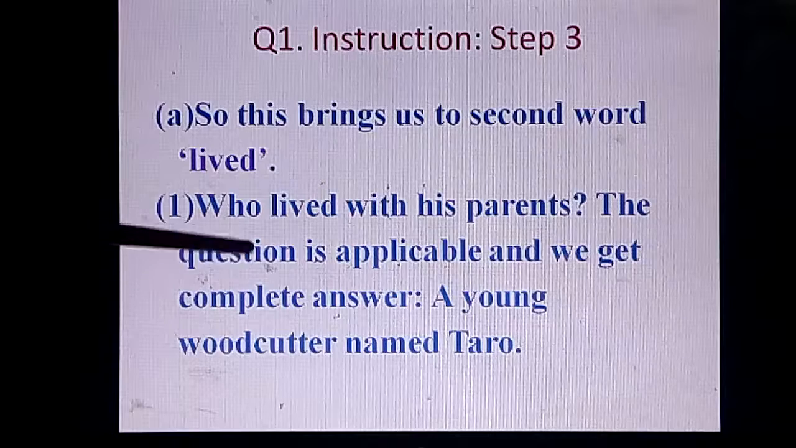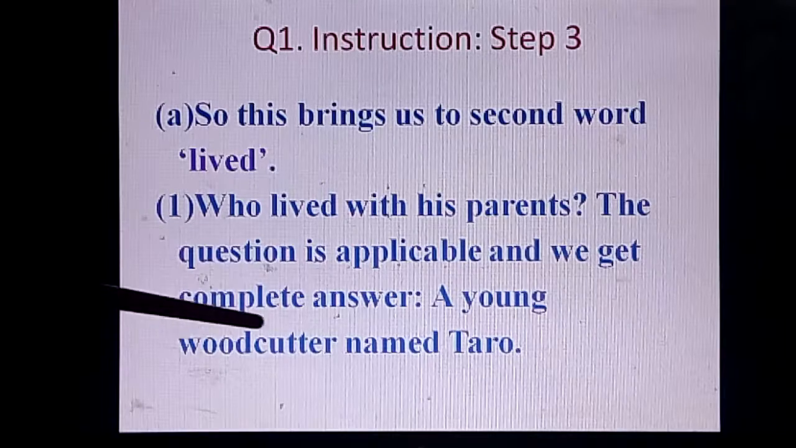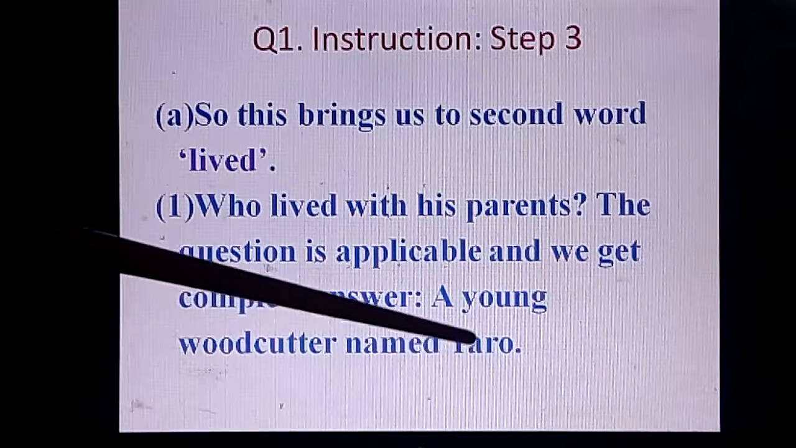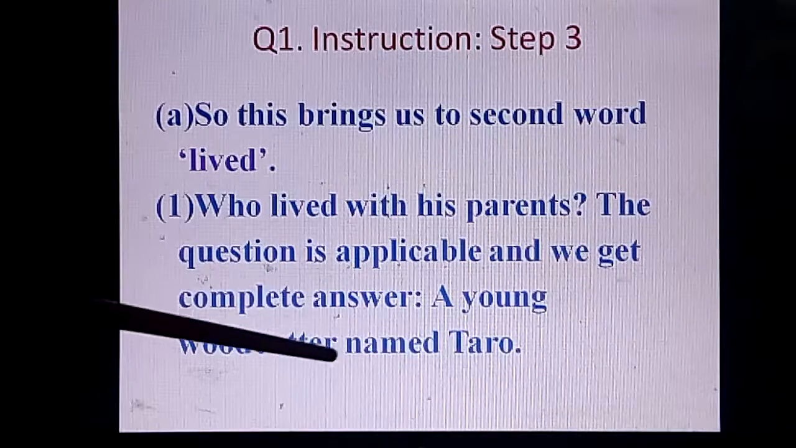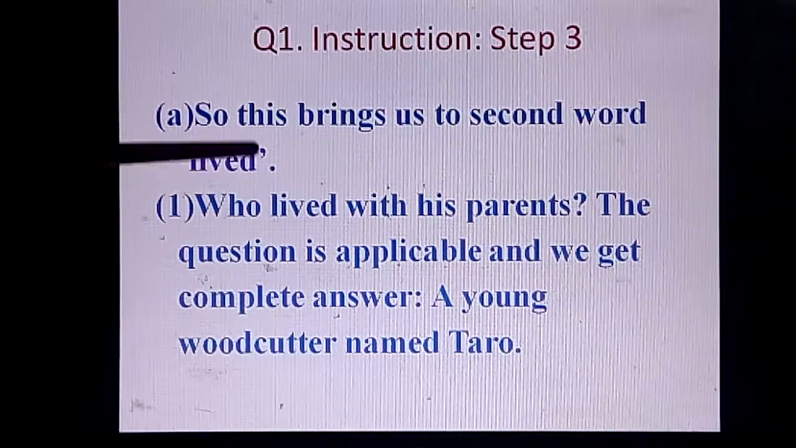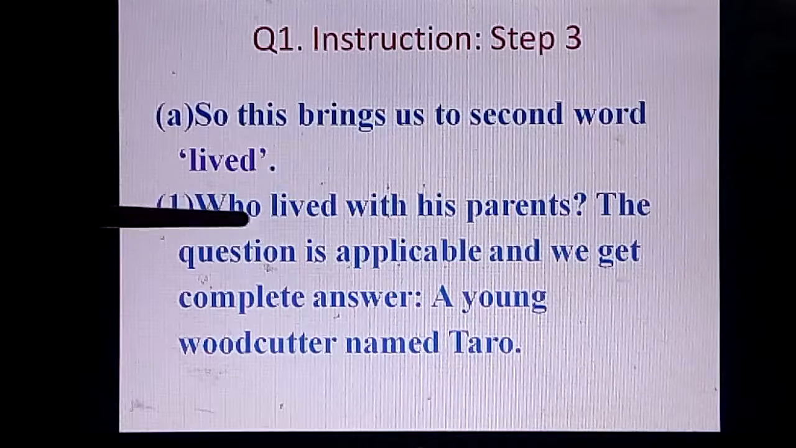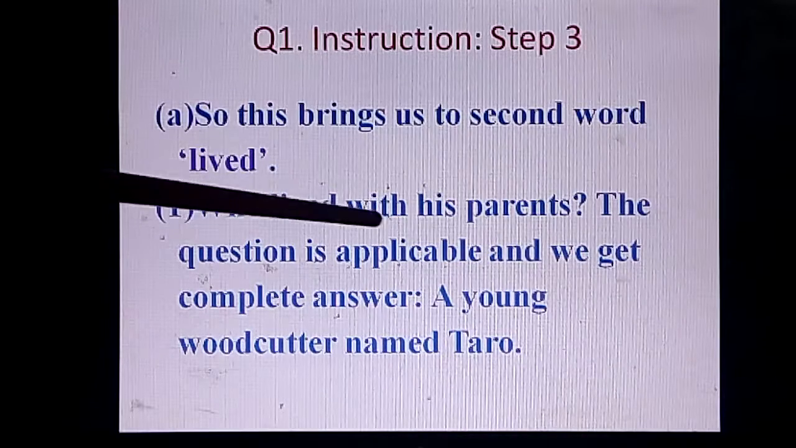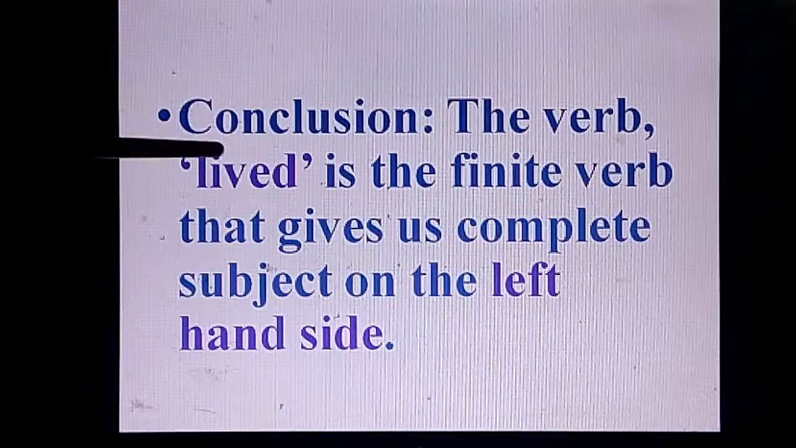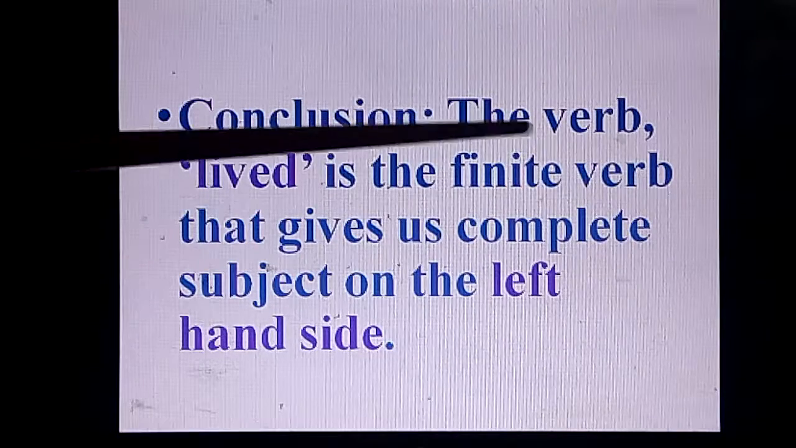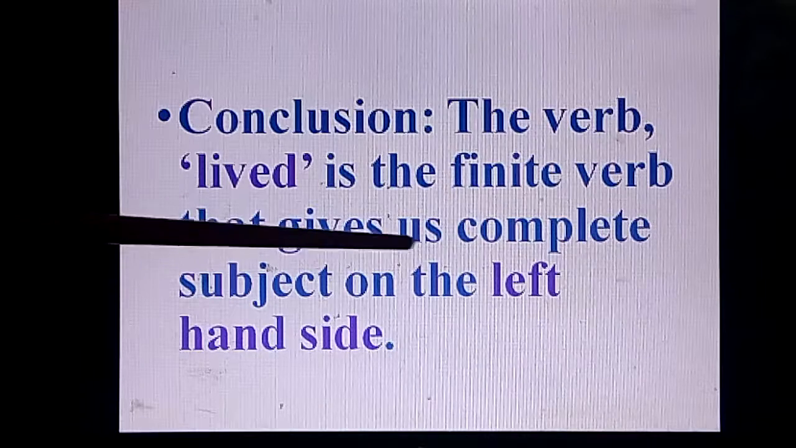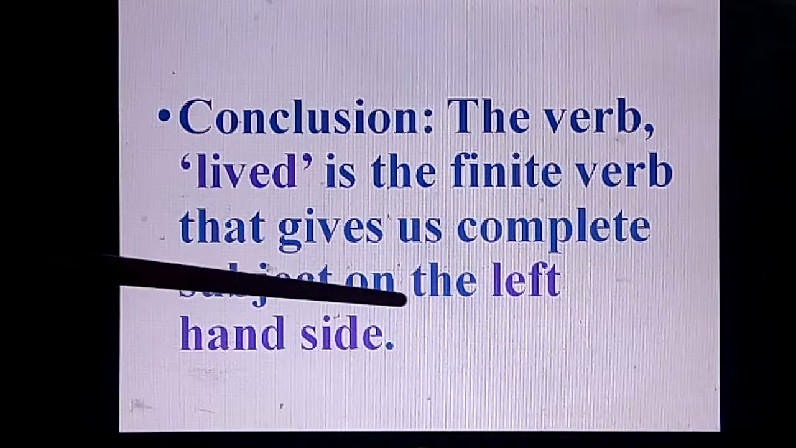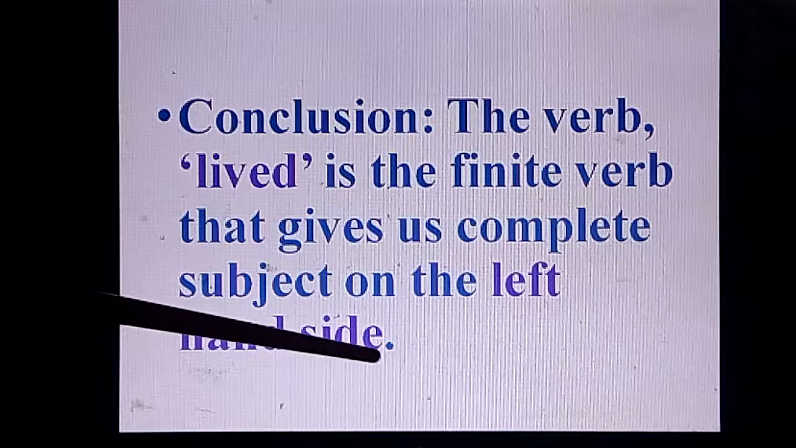a phrase, a young woodcutter named Taro. This whole phrase we get, and it comes right before the verb lived. And so by obvious observation also we can see that. So conclusion: the verb lived is the finite verb that gives us the complete subject on the left hand side.